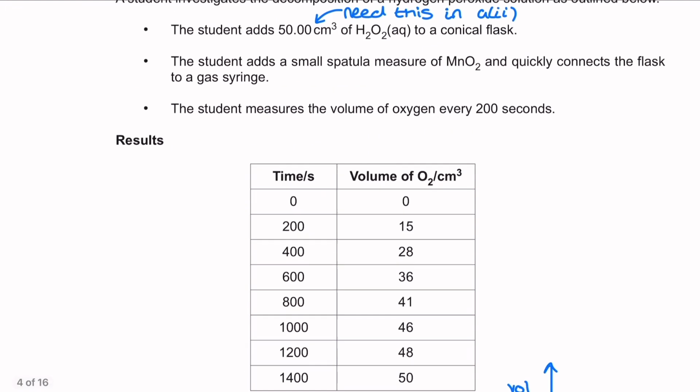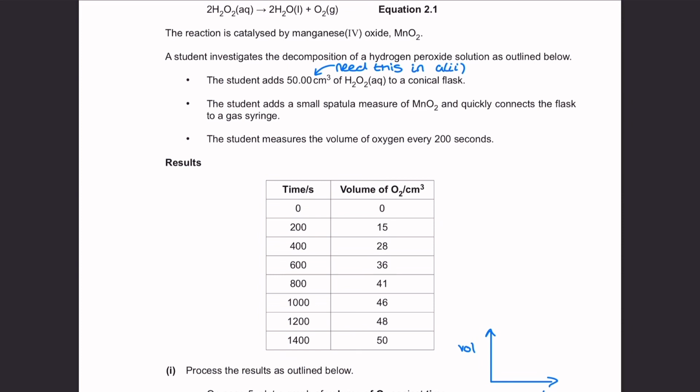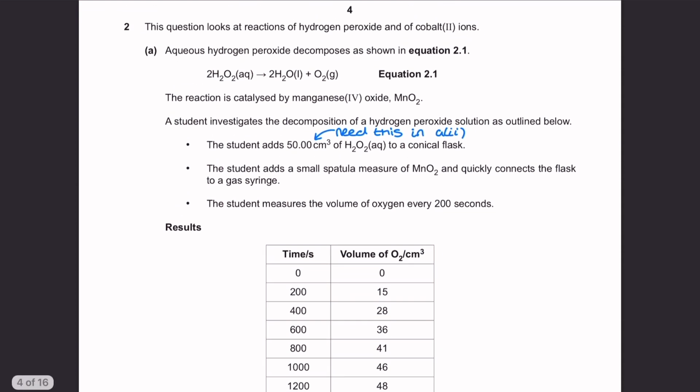So for this question to begin with, I'm going to zoom out a little bit for this one. We're told that we've got 50 centimeters cubed of H2O2 in a conical flask. The student adds a small spatula of MnO2 and quickly connects the flask to a gas syringe. And the volume that we're collecting here is, according to the reaction equation, oxygen gas.